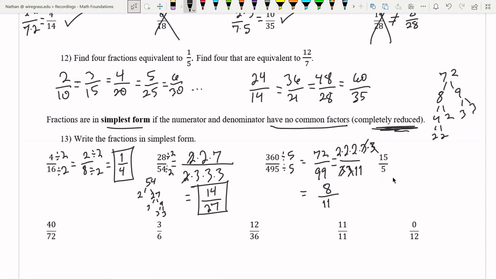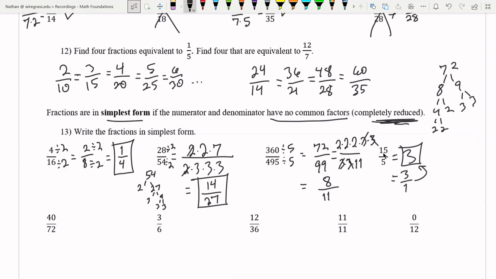This one's simplest form is easy to see, because 5 can go into 15 and give us 3. You could, of course, divide top and bottom by 5, and that would give you 3 over 1, which, of course, anything divided by 1 is just the thing itself. So this is just 3. So 3 is the simplest form of this fraction.